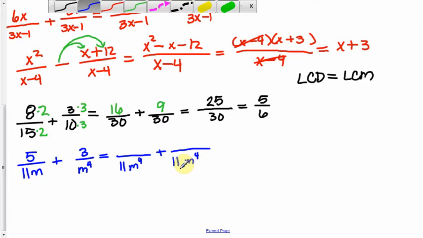Okay? All right, so now we're going to change colors and ask ourselves, what did we multiply 11m by to get 11m to the fourth? How many m's? Not 4, 3. Because there's already 1 here, so you're going to multiply it by 3 more. So it'll be times m to the third.